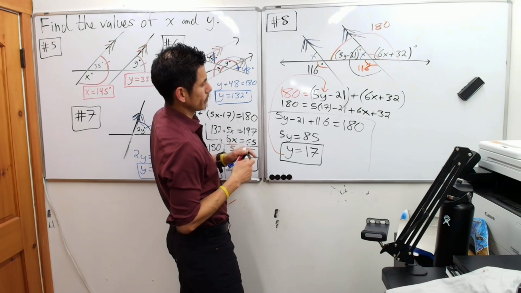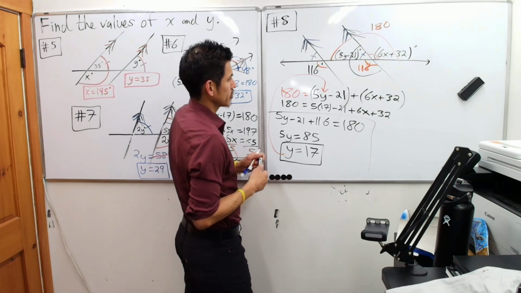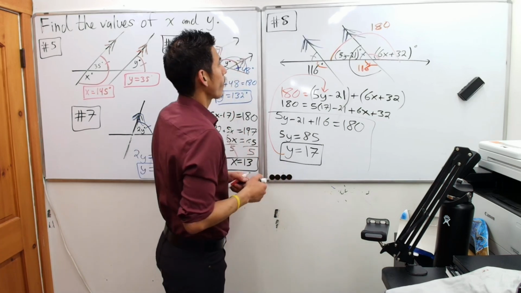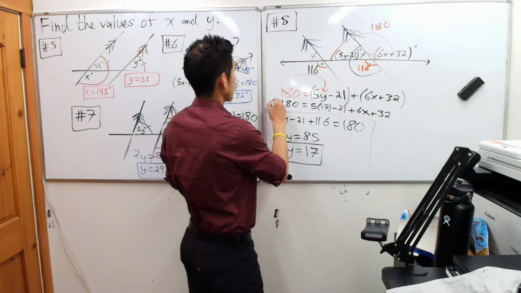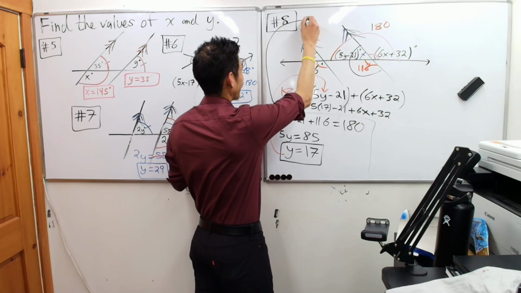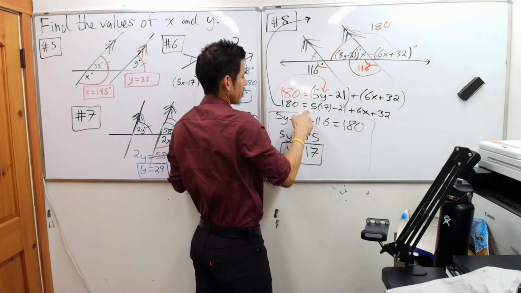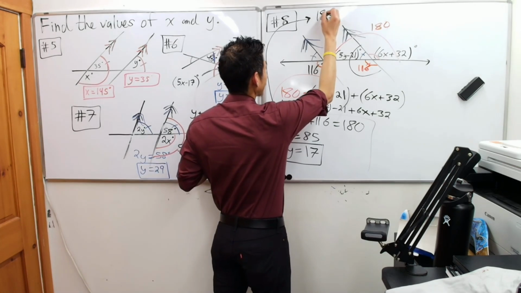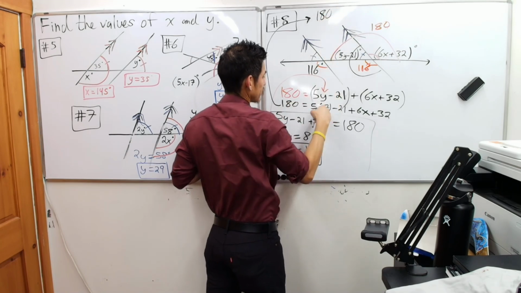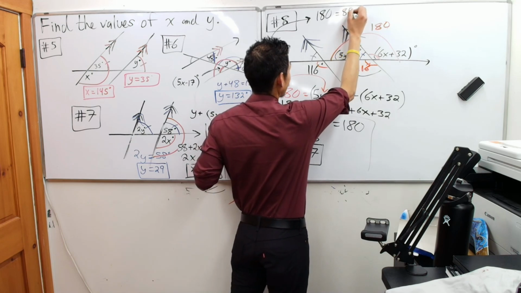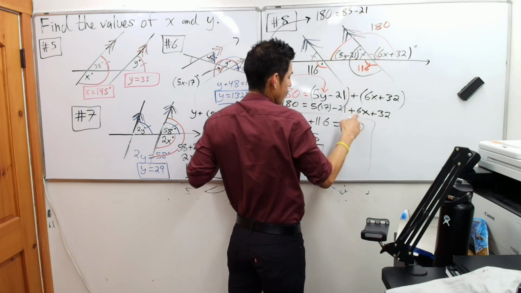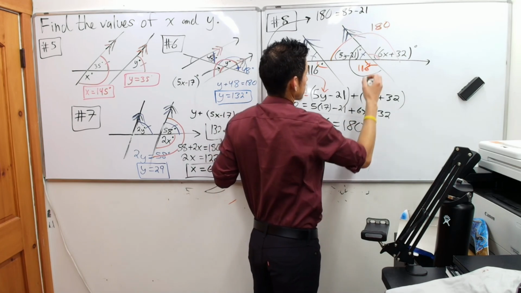Okay, so then I'm going to go and write this up here. So we have 180 equals 5 times 17, which is 85, minus 21 plus 32 plus 6x.